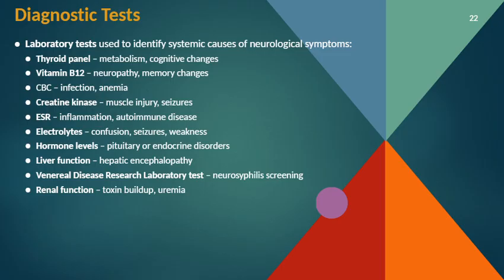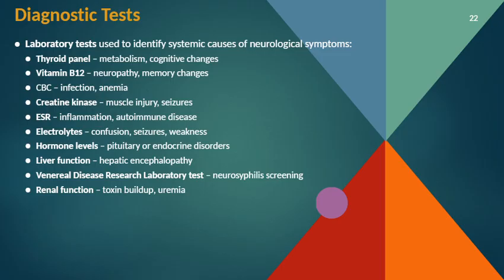We start with thyroid tests. Both hypothyroidism and hyperthyroidism can cause neurological changes. Hypothyroidism may cause slowed cognition, depression, fatigue, and neuropathy, while hyperthyroidism can cause anxiety, tremors, irritability, and restlessness. A TSH and T4 level help identify these disorders.